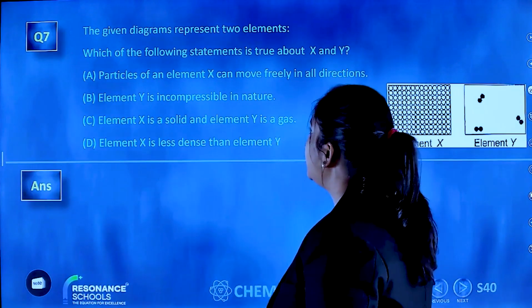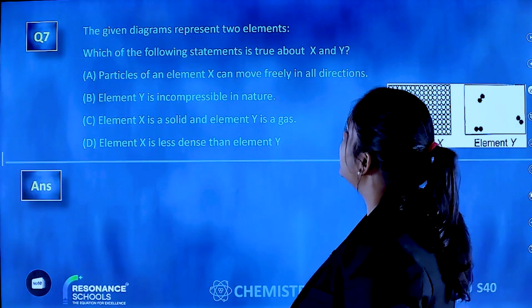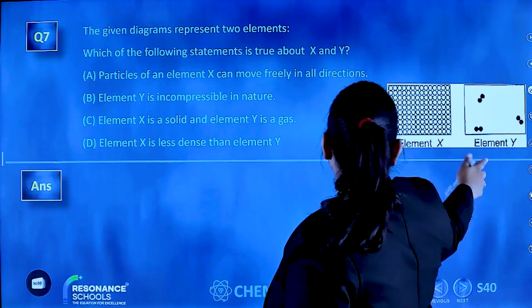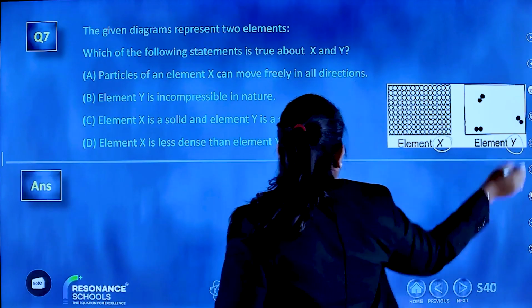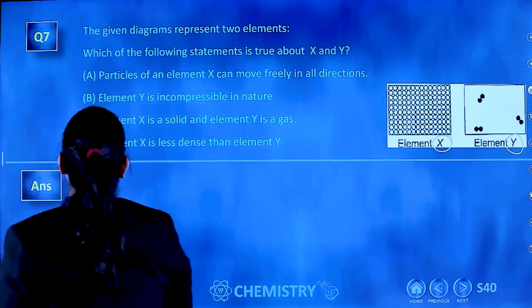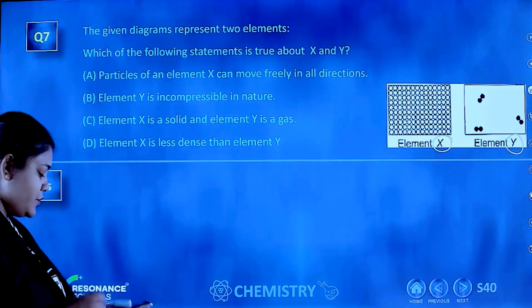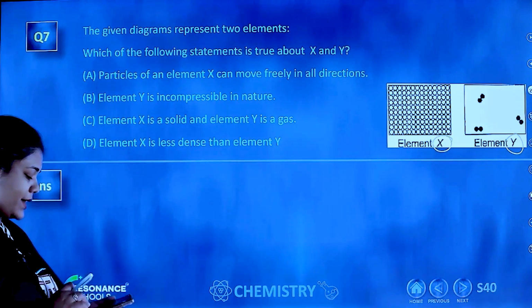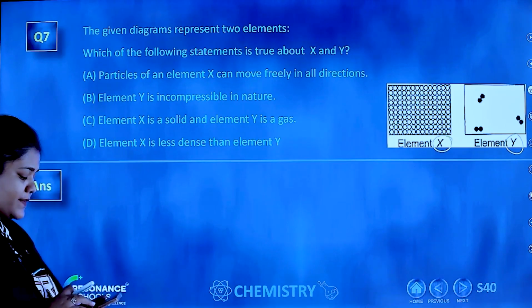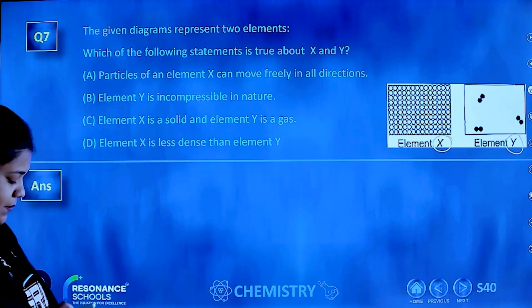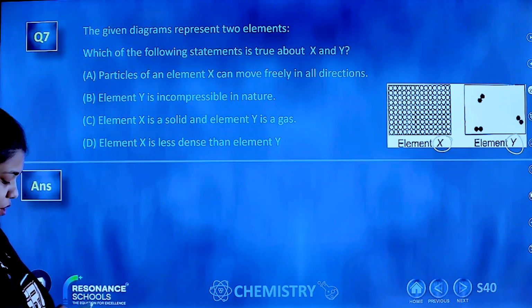Okay, so going to the next question. The given diagram represents two elements. In this given diagram, there are two elements, element X and element Y. Can you see element X and element Y? Which of the following statements is true about X and Y? I can see so many are saying answer C. I guess answer C is correct. Some are saying B also. Why? Let me check.